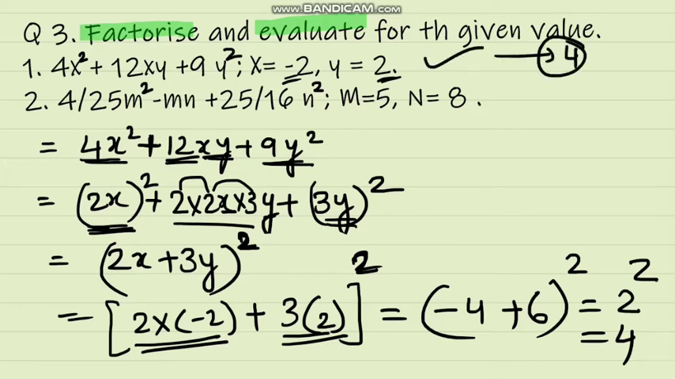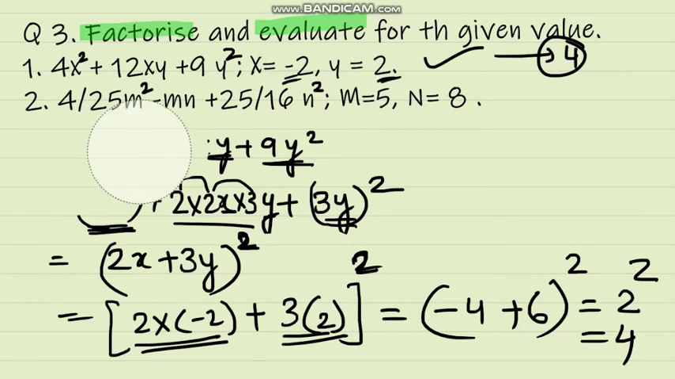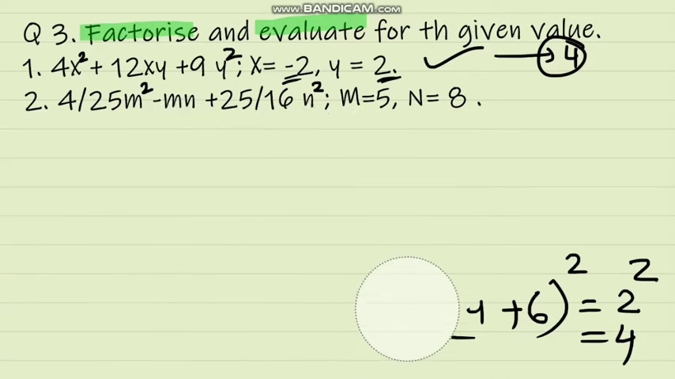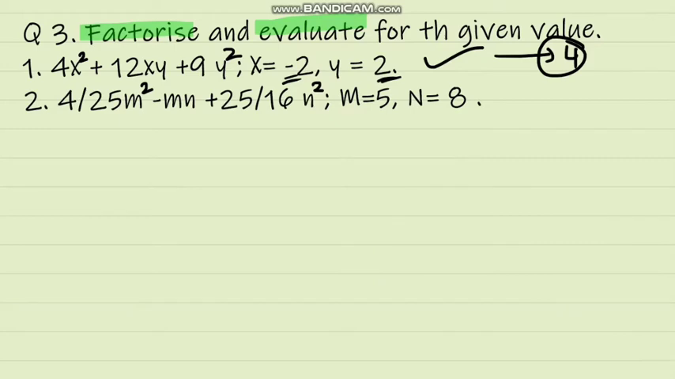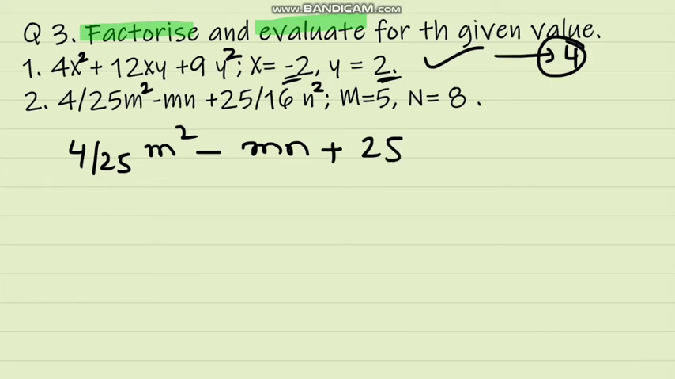Now let's see the next question. What is given? The next question is 4 by 25 m square minus mn plus 25 by 16 n square. Now see children, here also it is coming in the form of a square and here it is b square, middle term is negative. It seems it comes in the form of a square minus 2ab plus b square. Let's find out whether it is coming or not.